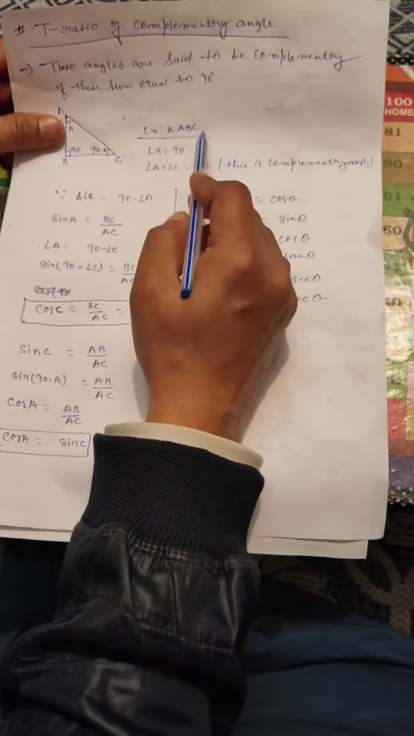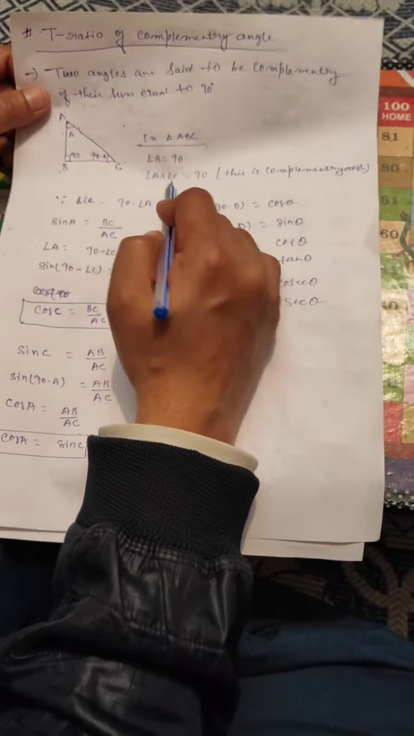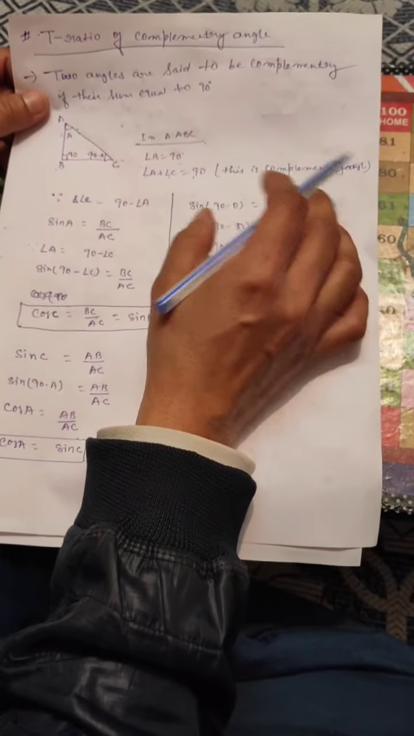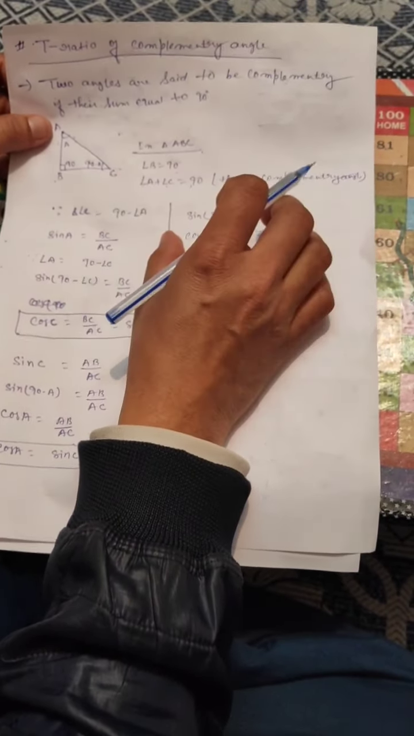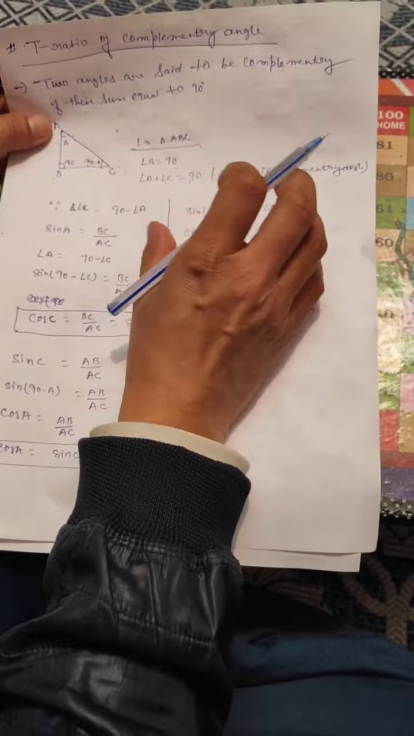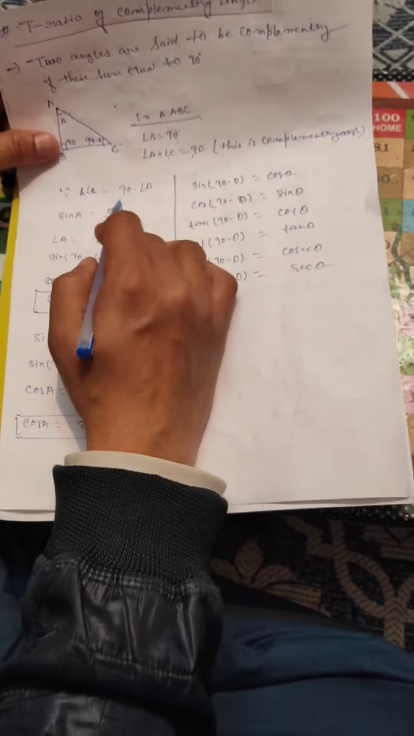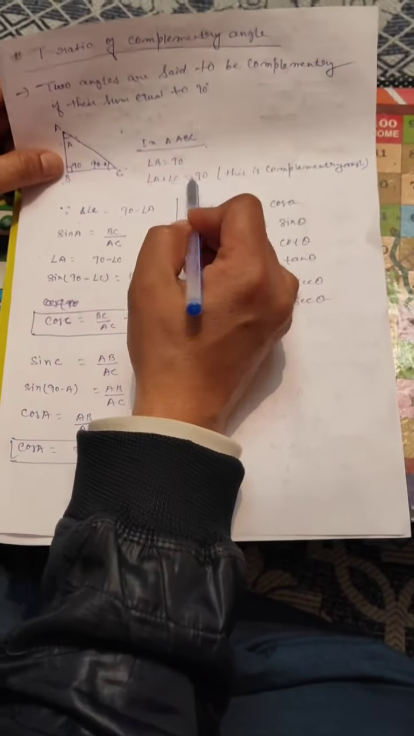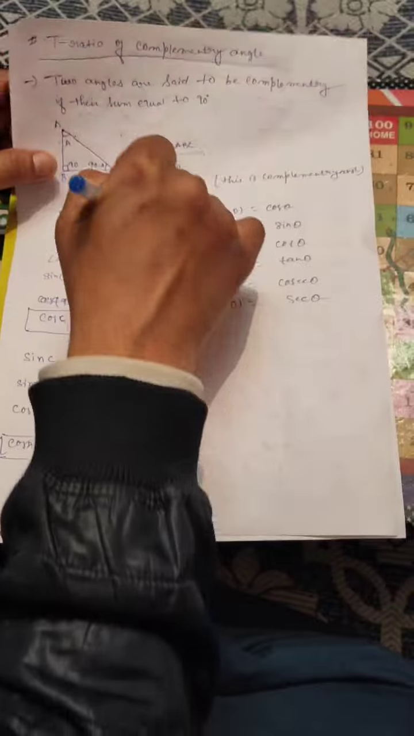In this triangle ABC, angle B equals 90, so angle A plus C equals 90. This is called complementary, since the sum of the two angles is 90. This is called the complementary angle of the triangle. So angle C equals 90 minus A, because angle A plus B plus C equals 180, angle B equals 90, so angle A plus C equals 90, and angle C equals 90 minus A.